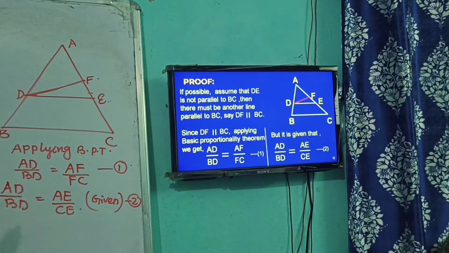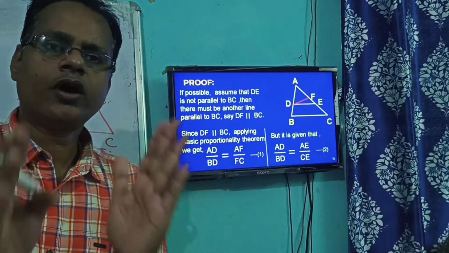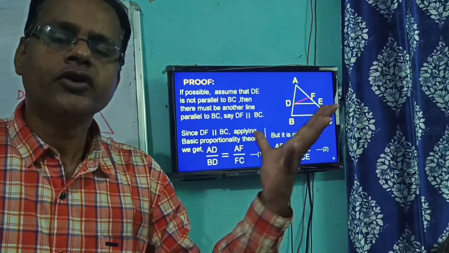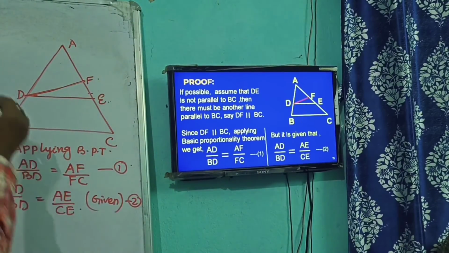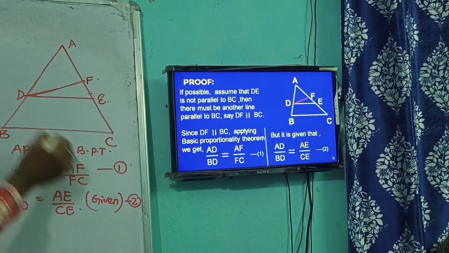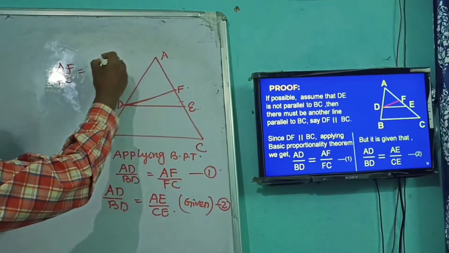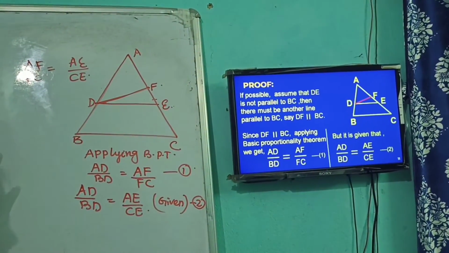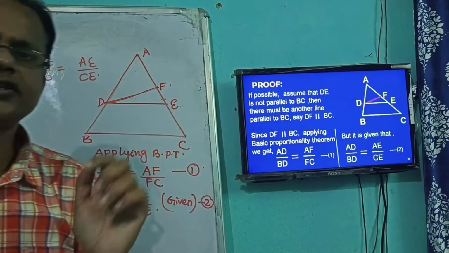Now you compare equations 1 and 2. After comparing, you see the LHS of both equations becomes the same, so the RHS will also be equal. What relation are we getting here? The RHS side, AF by FC is equal to AE by CE. We are getting the relation AF by FC is equal to AE by CE.